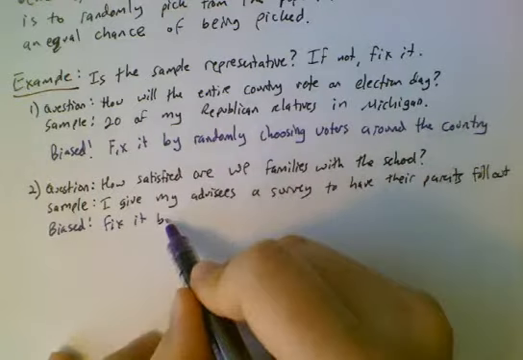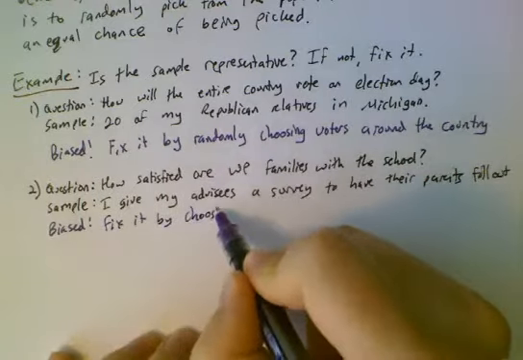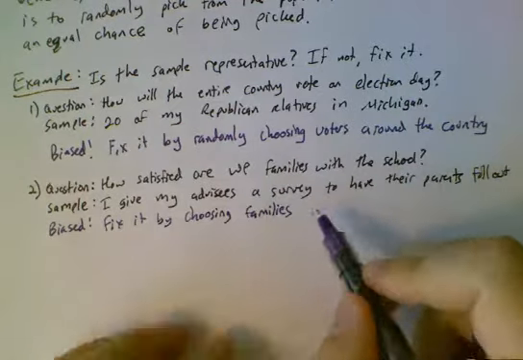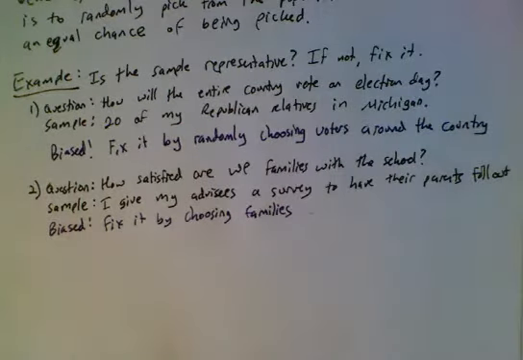And we can fix it by choosing families at random from, say, the emergency contact cards that we get for the retreat, because that's all of the families in the school pretty much, provided everybody turns in their emergency cards. And if we just randomly choose people, then we have an equal chance of picking people from different grade levels, equal chance of picking people from different genders, different advisories. Everybody's got pretty much an equal chance of being picked.